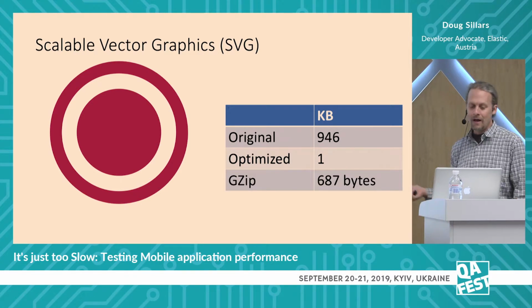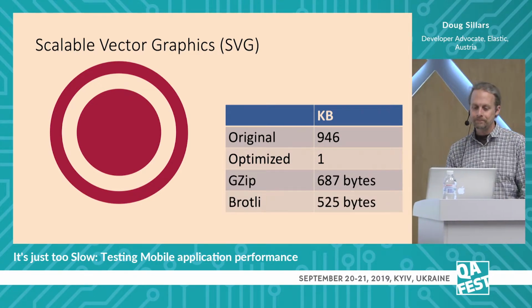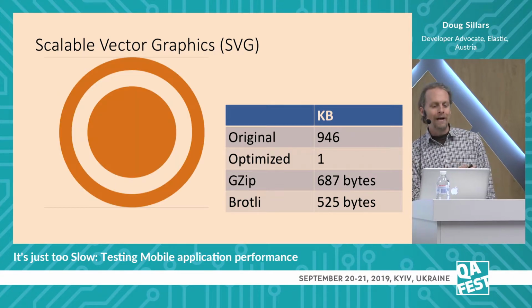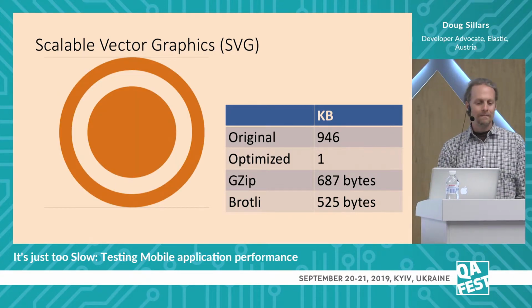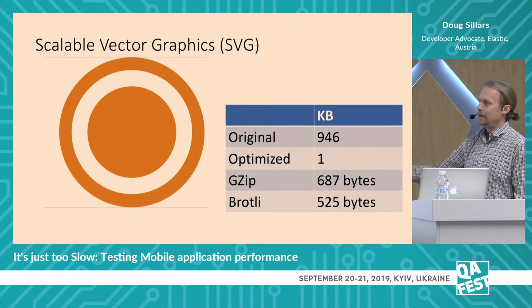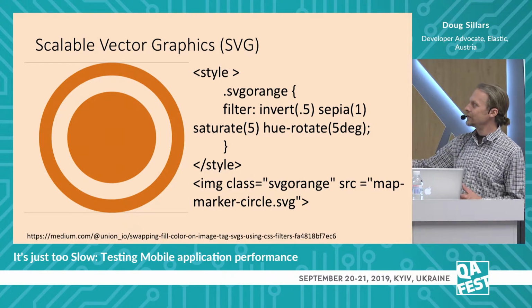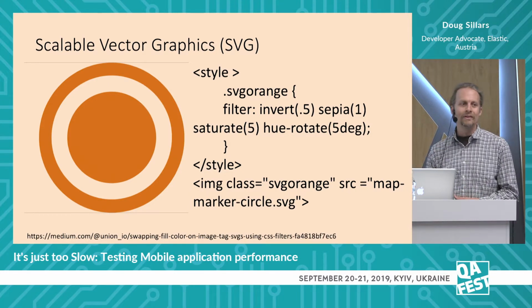Of course, it's XML, so you can zip it or use Brotli and get it to about half a kilobyte. This website also had an orange version of the same icon. And again, you can do the same thing. If you're into building on the web, you can do CSS, and you can change the red one to orange with 2 lines of code.